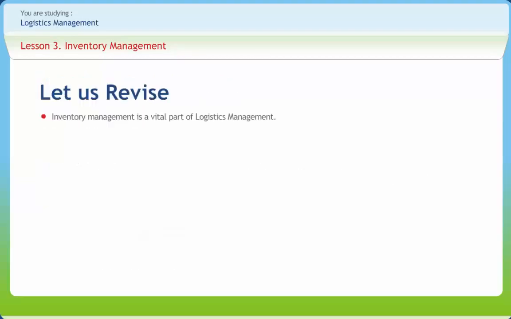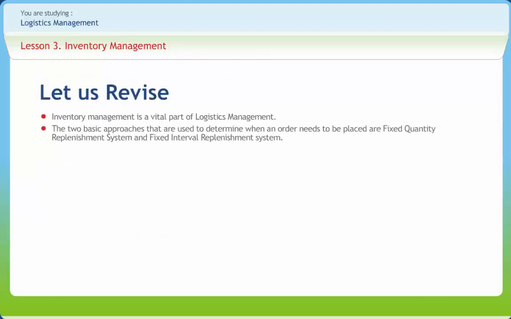Inventory management is a vital part of logistics management. The two basic approaches that are used to determine when an order needs to be placed are fixed quantity replenishment system and fixed interval replenishment system.